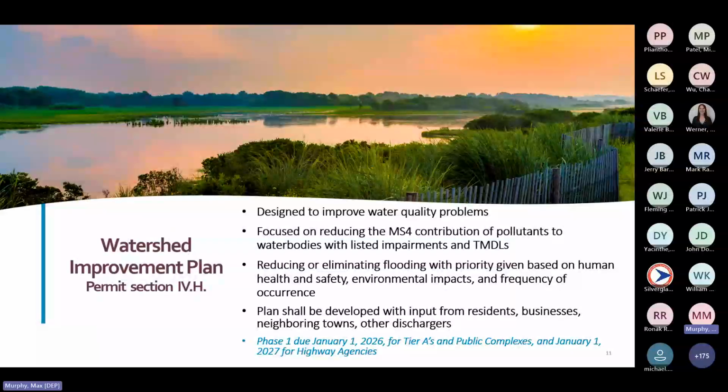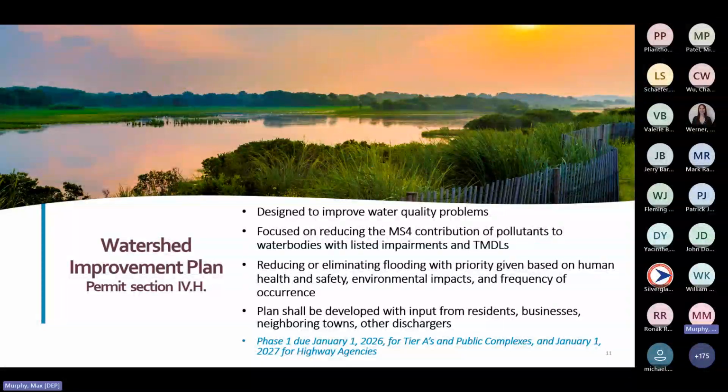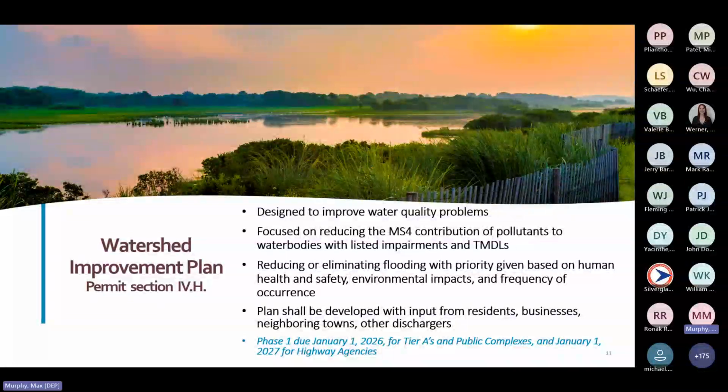Many of these waters are affected by MS4 discharges, and therefore the department requires that permittees develop a watershed improvement plan to determine what improvements can be made to reduce their contribution of pollutants that are causing impairments in the state water. The watershed improvement plan consists of 3 phases, the first of which involves data collection and summarization, which is due January 1st, 2026 for TRAs and public complexes, and January 1st, 2027 for highway agencies. Guidance for the Watershed Improvement Plan can be found on the department's website.